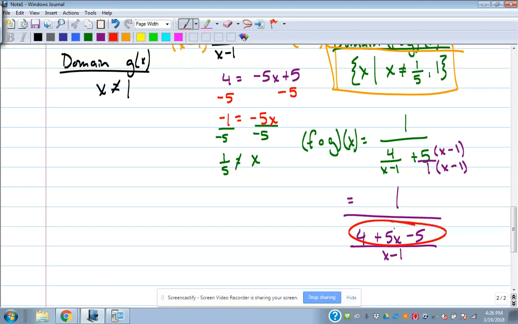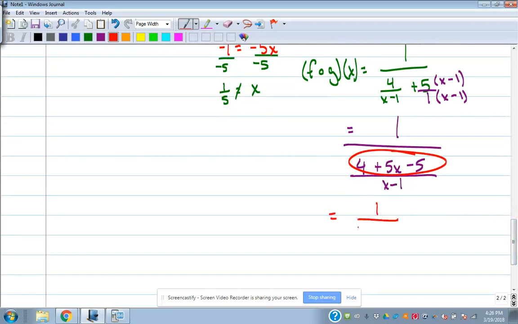I can simplify that part right there because 4 plus 5x minus 5, we got like terms. You got the 4 and the minus 5 on the end. Yeah, it turns into 5x minus 1. 1 over 5x minus 1 over x minus 1. Now, I'm darkening in that fraction bar so we see that that's the major fraction bar.